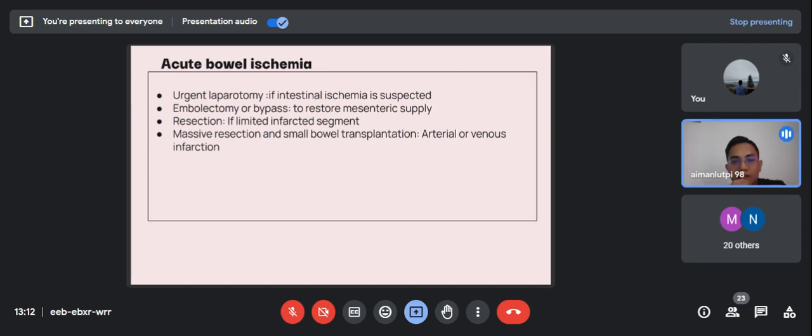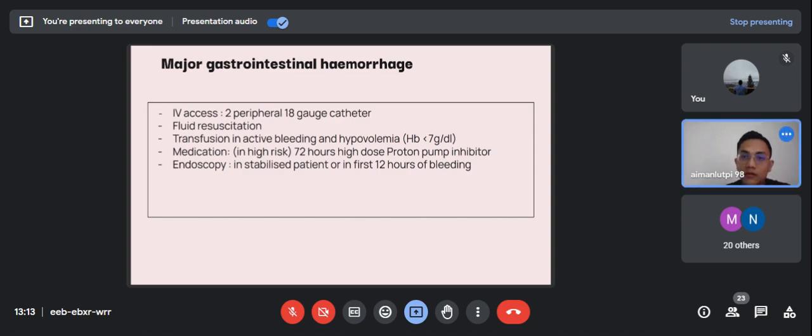So for acute bowel ischemia, need urgent laparotomy if intestinal ischemia is suspected. So other choices could be embolectomy, resection and massive resection, and small bowel transplantation. We can do in arterial or venous infarction. So next. Major gastrointestinal hemorrhage. As we mentioned earlier, resuscitation is very important.